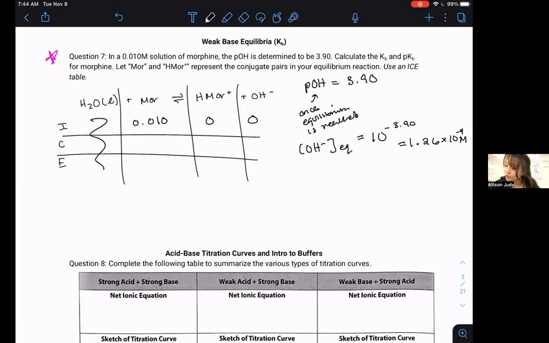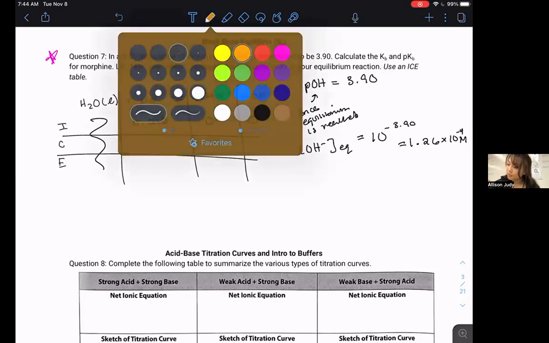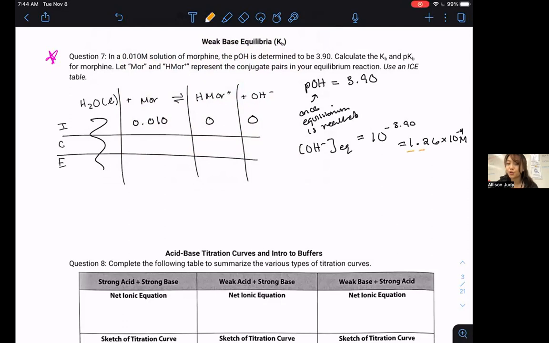And notice, I really should be in 2 sig figs, but for right now, I'm actually going to just mark it because I don't want to cut off my sig figs too early in the calculation process. So I'm going to keep it as a note to myself. I need to be in 2 sig figs.